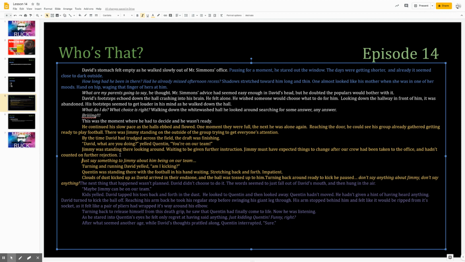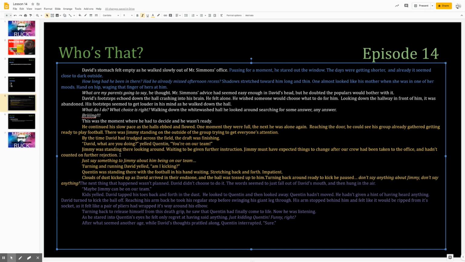"Turning and running, David yelled." Okay, so I had to make sure it was David, because if I said "he" there, it could be Jimmy or David. "Quentin was standing there with the football in his hand, waiting, stretching back and forth, impatient. Clouds of dust kicked up as David arrived in their end zone, and the ball was tossed up to him. Turning back around to kick, he paused." Don't say anything about Jimmy. Don't say anything.